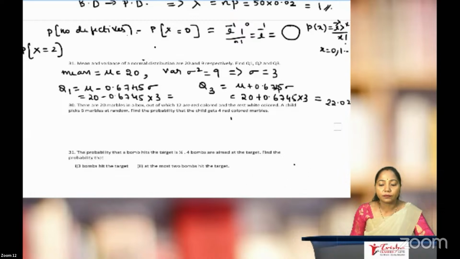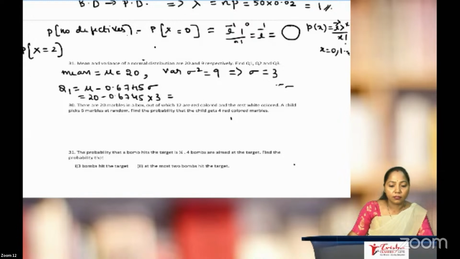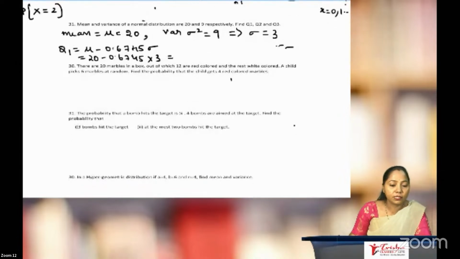Next question. Just tell me the distribution for the next one. We won't solve it; it is a similar kind. There are 20 marbles in a box, out of which 12 are red and the rest are white. A child picks 6 marbles. Find the probability that he gets 4 red marbles. What distribution is it? Just name the distribution. It is hypergeometric distribution.